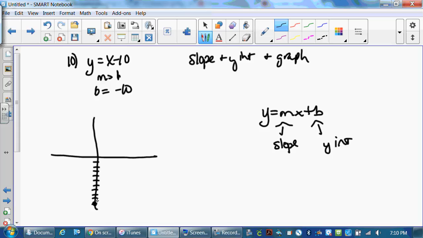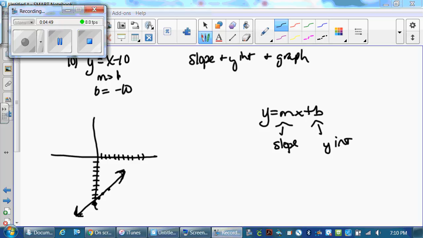So if I'm going to sketch a graph of this, I think it's going to be really ugly, but my y-intercept, 4, 5, 6, 7, 8, 9, 10, is at negative 10, and then my slope is a positive 1. So I go up 1 and over 1. So that's 1, negative 9. I go up 1 and over 1, up 1 and over 1, and I would draw my line as best I can. Hopefully if you've got graph paper, yours will turn out a lot straighter than mine. All right, I'm going to pause that.